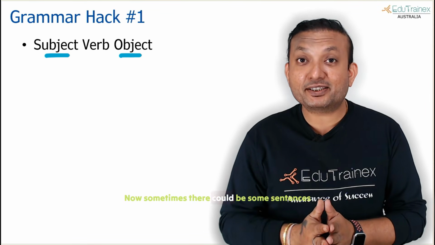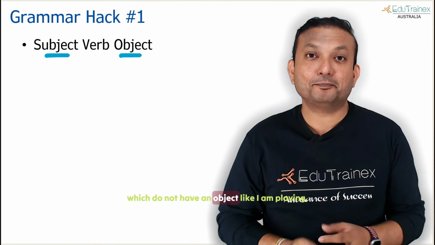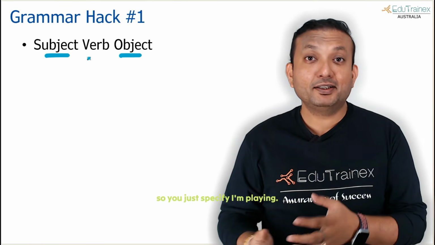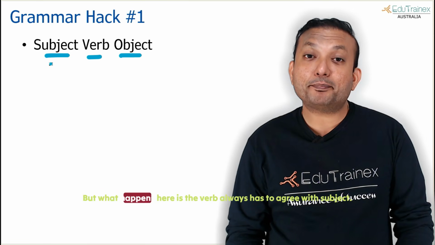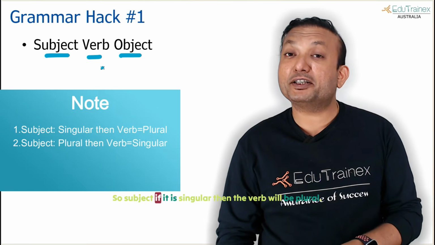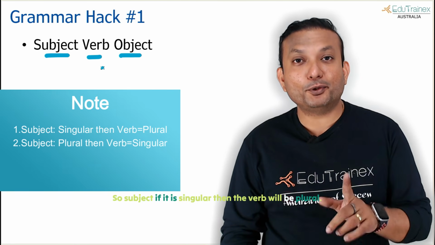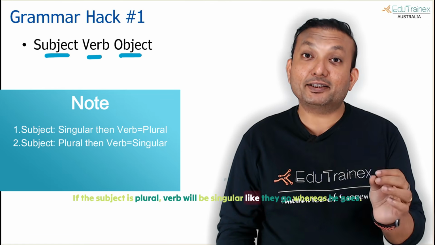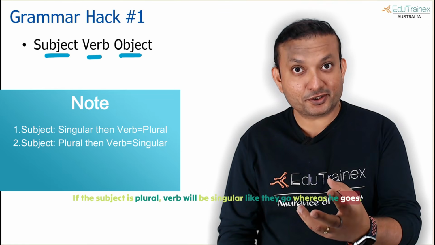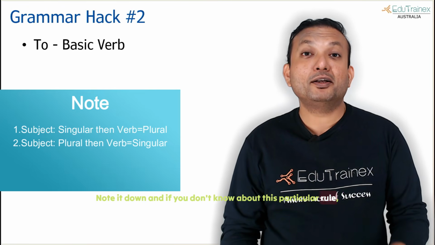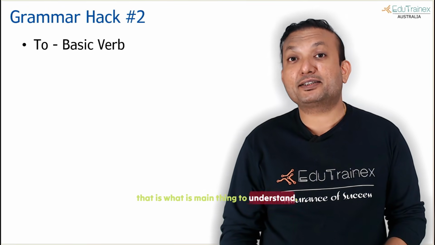Now, sometimes there could be some sentences which do not have an object, like I am playing. You don't specify what exactly you're playing or playing with. So you just specify I'm playing. That also will agree. But what happens here is the verb always has to agree with the subject. So if the subject is singular, then the verb will be plural. If the subject is plural, the verb will be singular. Like they go, whereas he goes. Note it down, and if you don't know about this particular rule, that is the main thing to understand.